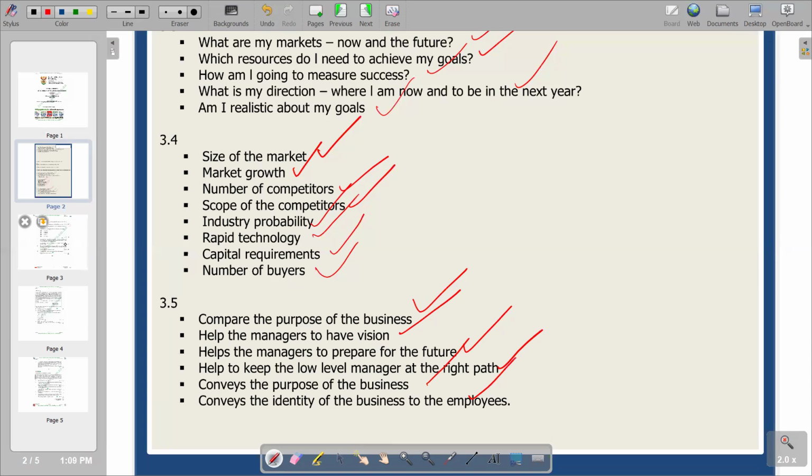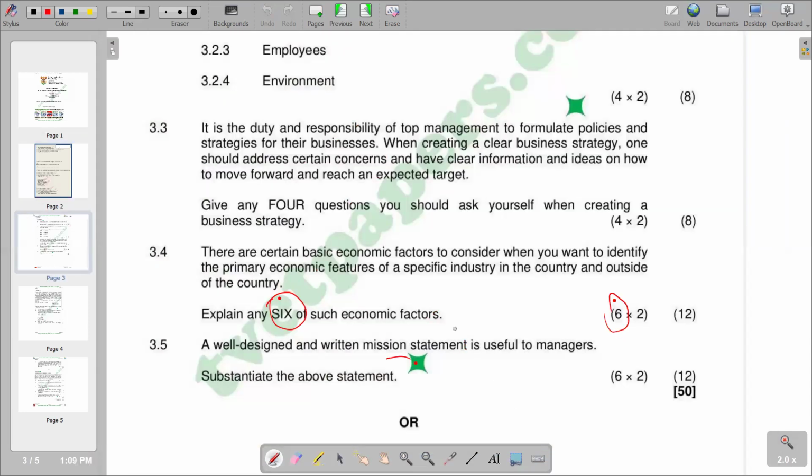So basically, these are the points that we have, and this becomes the last question that we have according to this video.